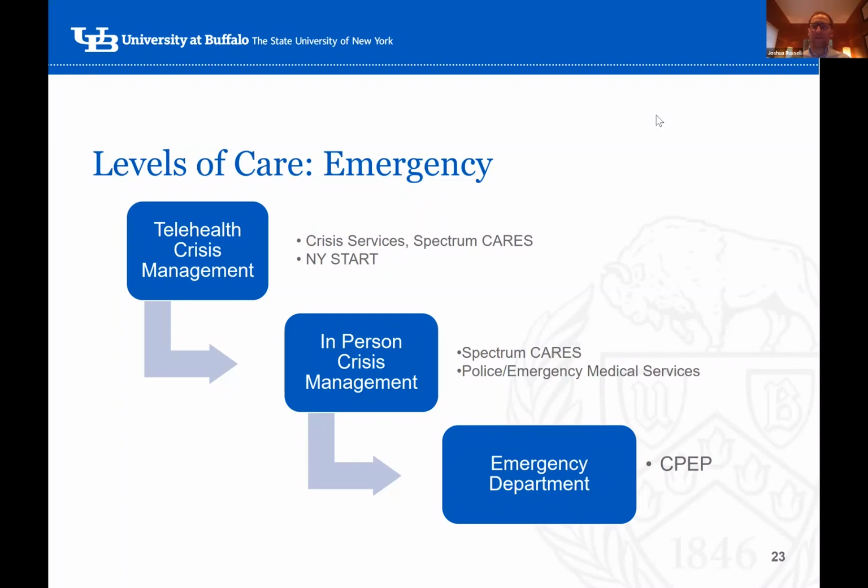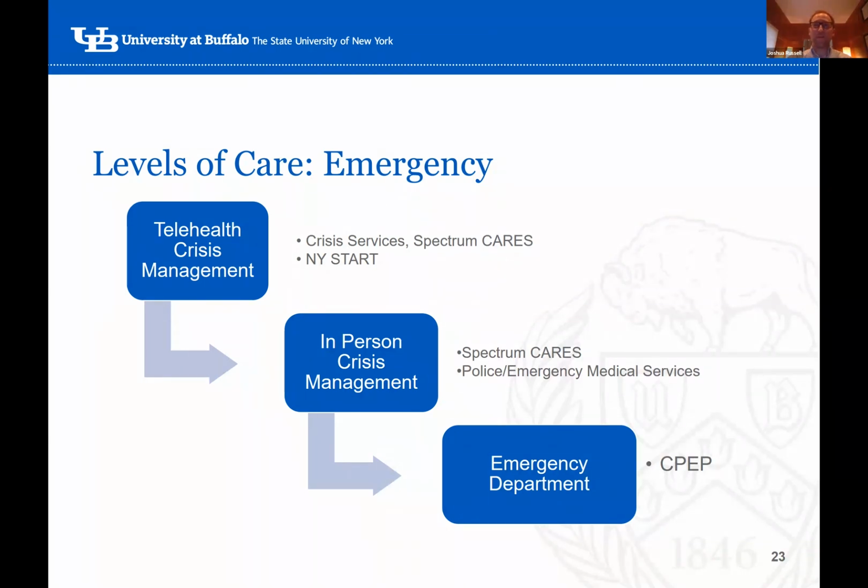So the next step is in-person crisis management. And this often starts with a phone call. Spectrum Cares does this. So if Spectrum Cares is trying to work with a child and a family over the phone, and it's thought that the situation can't be safely managed that way, Spectrum Cares will come out and do an in-person assessment. Not just at the home too, they can do this at a school, they can do it in the community, they will come to wherever the crisis is.